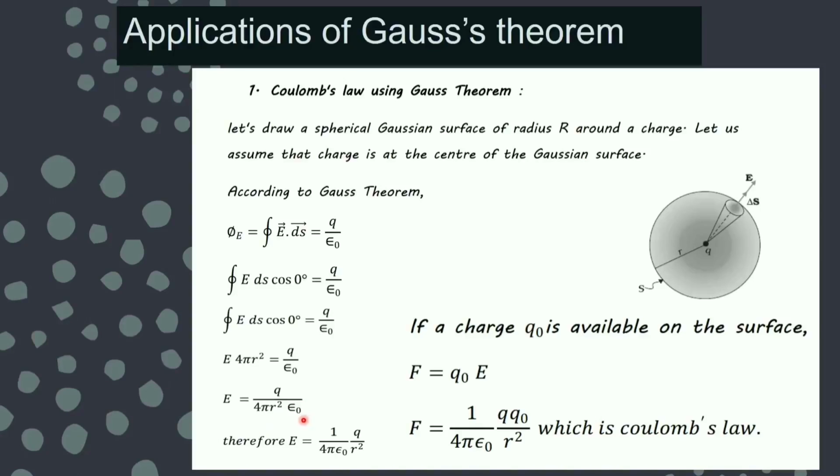Now I know the relation between the electrostatic force and the electric field. For that, of course, we have to assume that the test charge q naught is available on the surface, at whatever point on the surface I want to find it, because all the points are at the same distance.